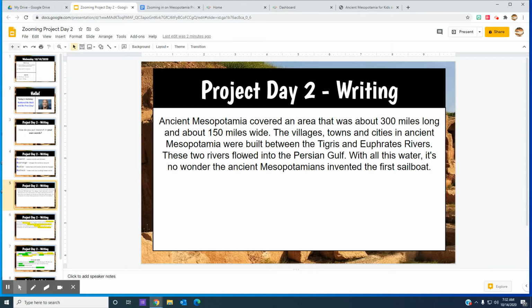So this would be a paragraph that I copied and pasted from a resource. It says, ancient Mesopotamia covered an area that was about 300 miles long and about 150 miles wide. The villages, towns, and cities in ancient Mesopotamia were built between the Tigris and Euphrates rivers. These two rivers flowed into the Persian Gulf. With all this water, it's no wonder the ancient Mesopotamians invented the first sailboat. I want to take this paragraph and I need to write it in my own words.